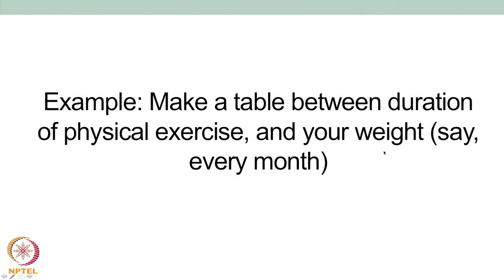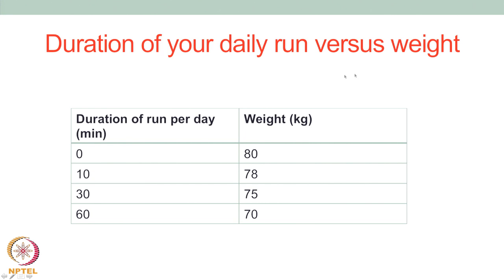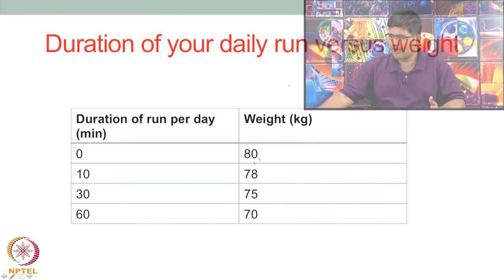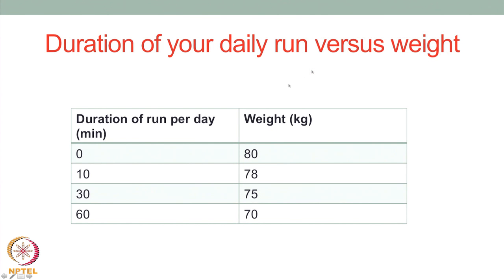If we can write down a table and express this in a quantitative way, we will learn many new things from this. So, what we want is to make a table between the duration of physical exercise and your weight, for example. This is an example. Let us say I made this table and I am going to start running from today. Till now I have not been running. So, I am going to make a table between the duration of run per day, that is, how many minutes I will run every day typically, and the weight. What is my weight for that month? The average weight in that month and how long I have been running.